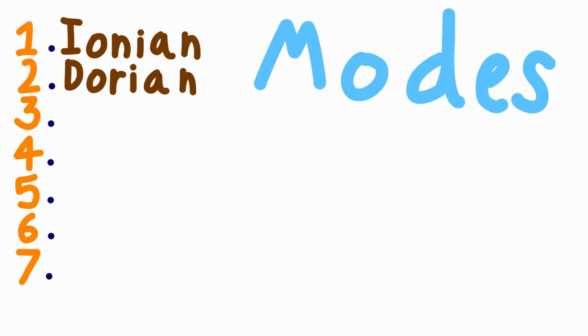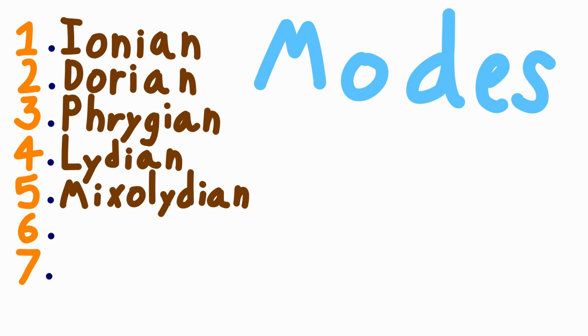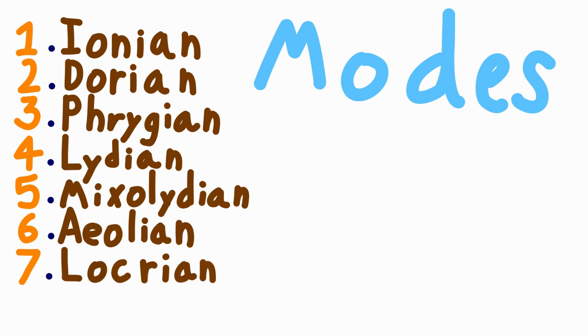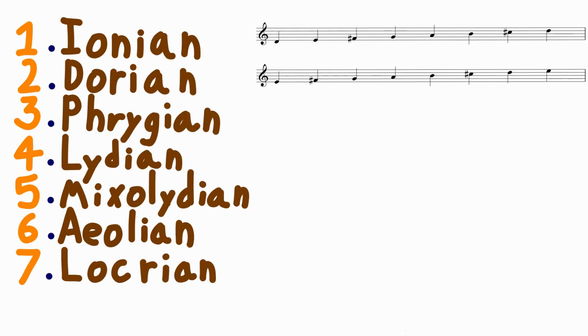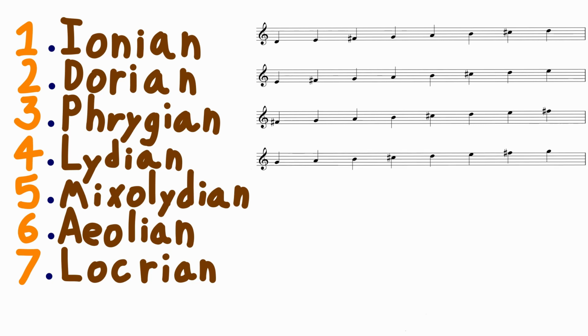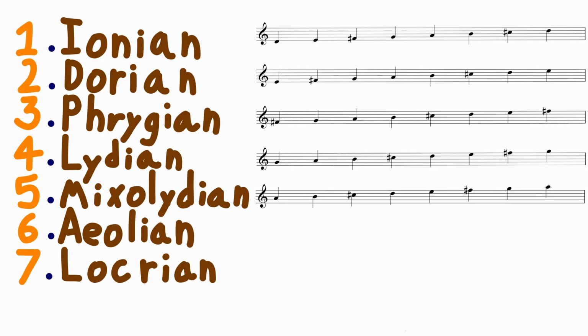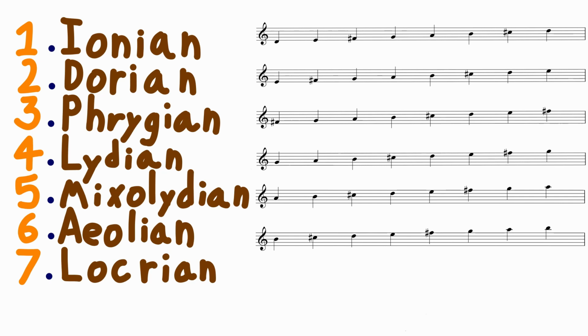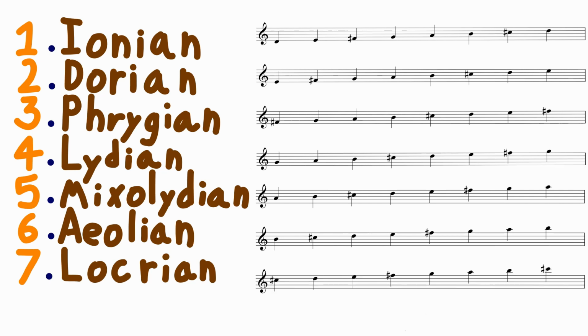Next we have modes. There are 7 of them: Ionian, Dorian, Phrygian, Lydian, Mixolydian, Aeolian, and Locrian. Modes are basically just major and minor scales that start on different notes. If we have D major, but start and end on E, then we have E Dorian. If we start on F sharp, we have F sharp Phrygian, G Lydian, A Mixolydian, B Aeolian, which is the same as our minor scale, and C sharp is Locrian.